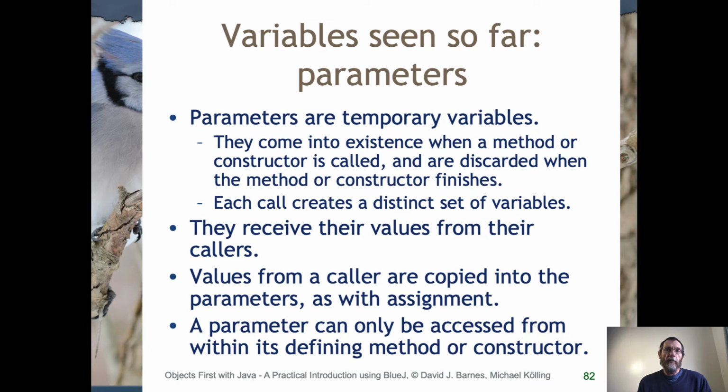And the value of a parameter can only be accessed from inside its defining constructor or method. So that's in contrast to instance variables. Remember that an instance variable can be accessed from any method or any constructor defined inside the class. A parameter to a method, for instance, can only be accessed from inside that method. It can't be accessed from any other method within the class.